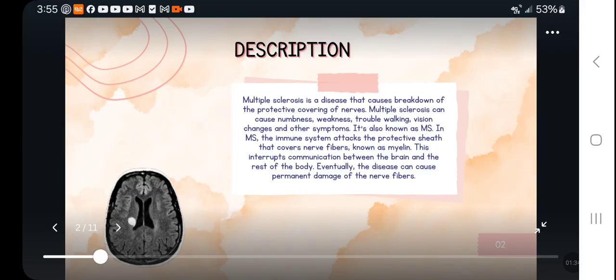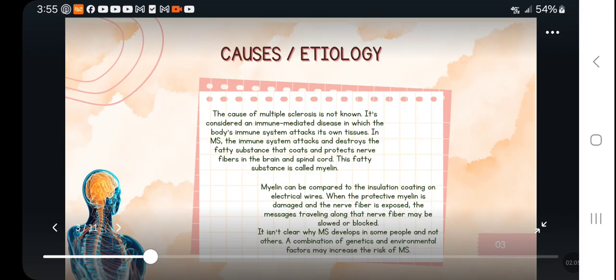In MS, the immune system attacks the protective sheath that covers nerve fibers, known as myelin. This interrupts communication between the brain and the rest of the body. Eventually, the disease can cause permanent damage of the nerve fibers. And down at the bottom left, you can kind of see where that is occurring. It's that big white spot, which is pretty obvious.